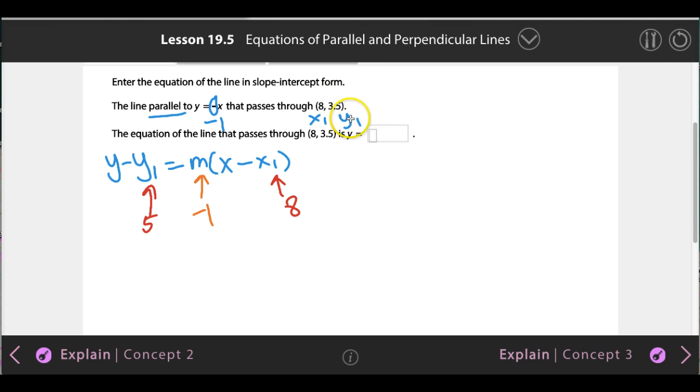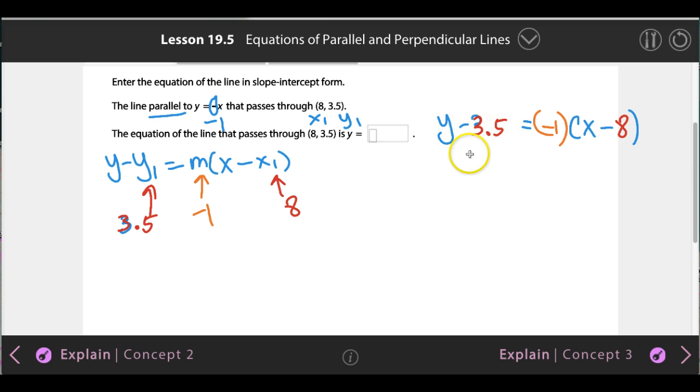Why did I say 5 again? Y sub 1 is 3.5. Okay? So now let's plug it in. Y minus y sub 1, which is 3.5, is equal to m, which is negative 1, in parentheses, times x minus x sub 1, and x sub 1 is 8, close parentheses. Okay, so now from here it's very easy because we just have to distribute, right?